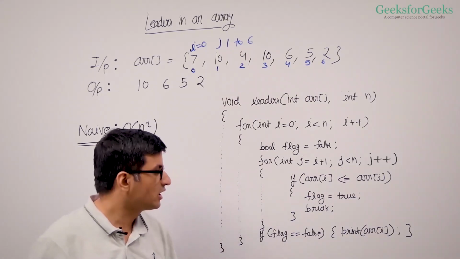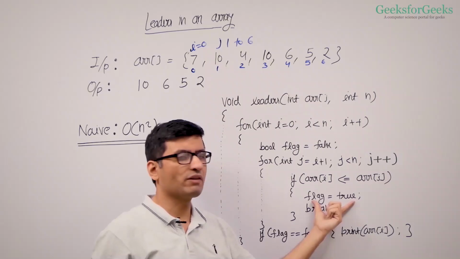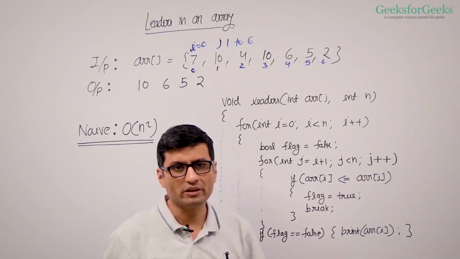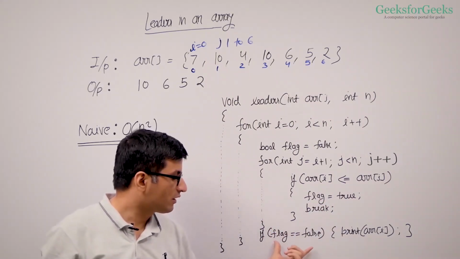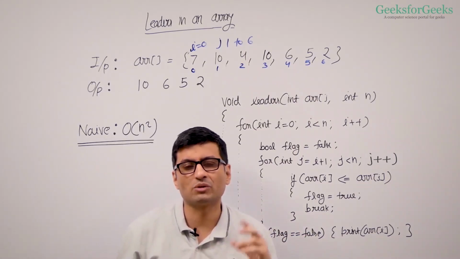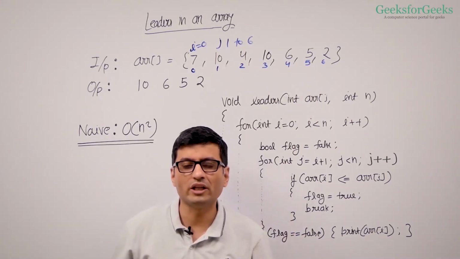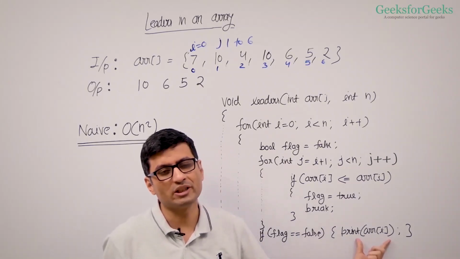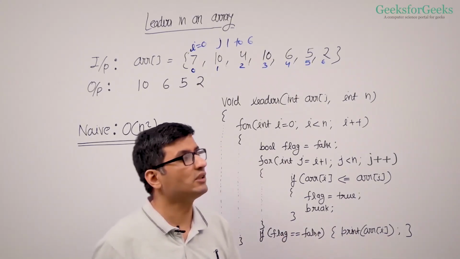And how do we say it? We use a flag variable. We set the flag equal to true, that this cannot be a leader. And at the end, if the flag remains false, if we could not find any element that was greater or equal, then we say this is a leader. We print this element as an output. That's the simple idea.